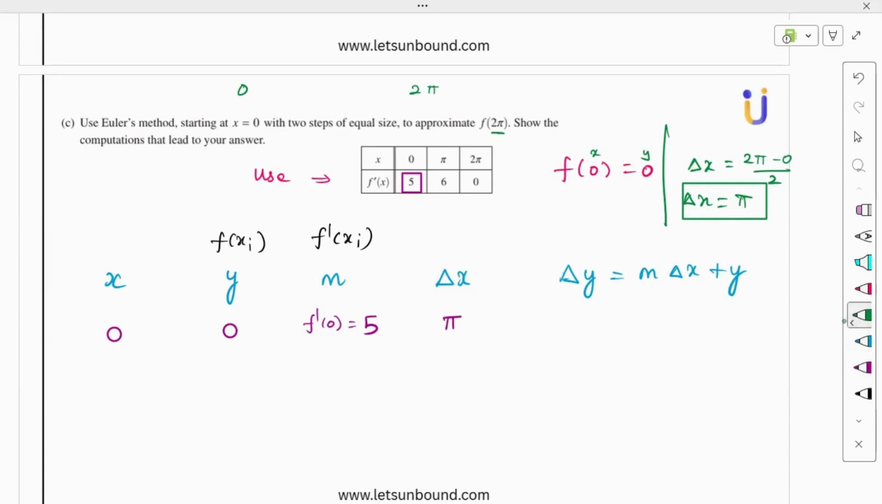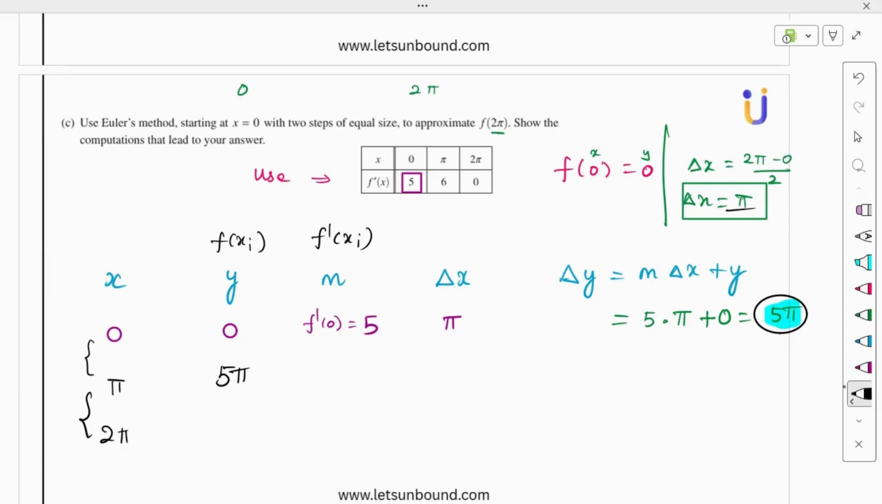Now let's calculate del y. Del y is m del x. M is 5 and del x is pi, so that is 5 pi. Now this is important. What is the next x? For the next x, you add the del x. 0 to pi, then pi to 2 pi. This is the two-step size: step 1, step 2. So what about y? F of pi, but there is no table for f of pi. This is your next y value. The del y becomes the new y.